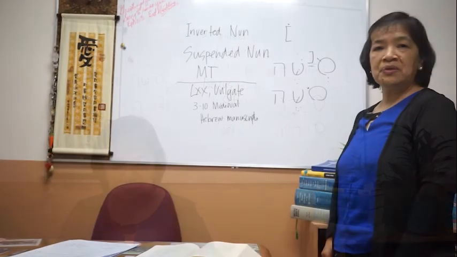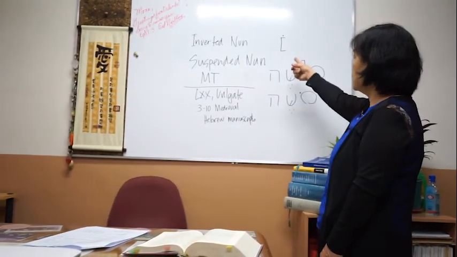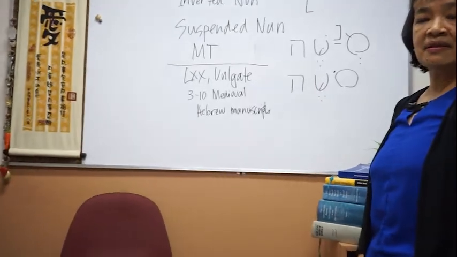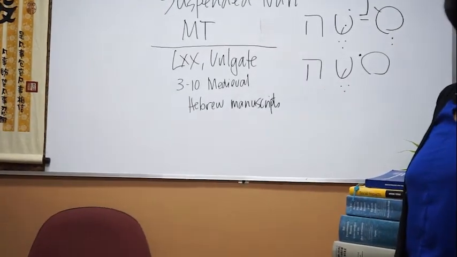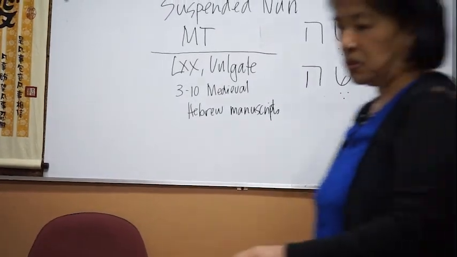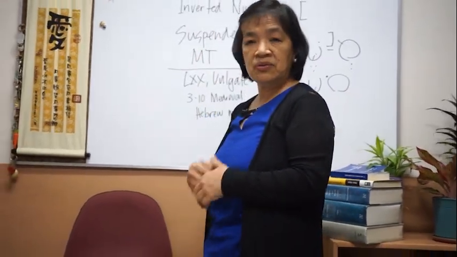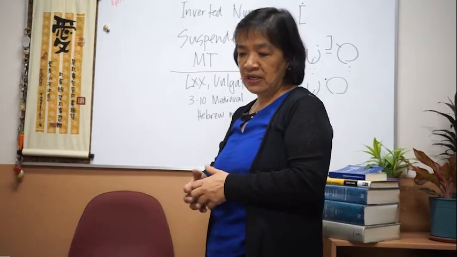You have what you call your inverted nun, this is how it looks, and the Masoretes are saying that they're in doubt in terms of the sequence of the verses. An example would be your Numbers 10:35 and 10:36. So should we reverse this verse?